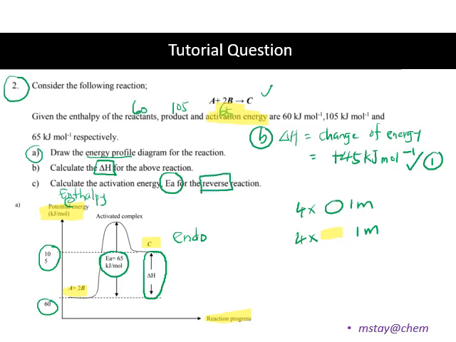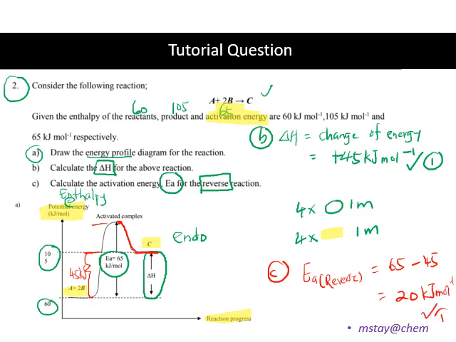Calculate the activation energy for the reverse reaction. So for question number C, we are going to do it here. When it is a reverse reaction, it means that C is the reactant. So C needs to climb up to this peak, which at here is 105. Then the delta H over here, as we already know, is 45 kilojoule per mole. So if I want to find out this area, we are going to use the activation energy of the reverse reaction, which will equal 65 minus 45, which is equal to 20 kilojoule per mole. So here another 1 mark.